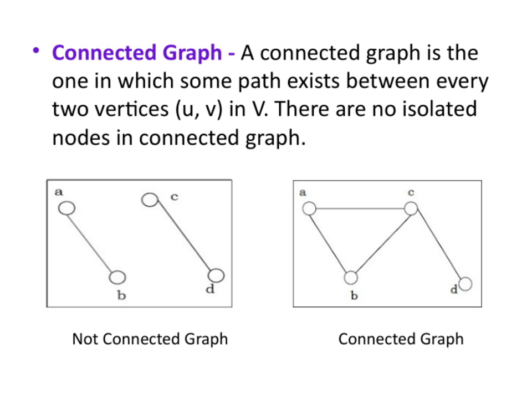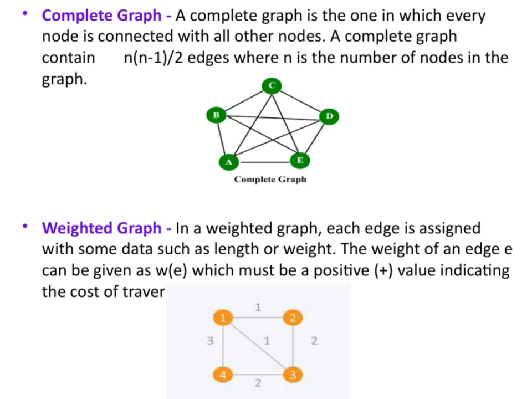Understanding this concept is fundamental because many algorithms rely on the graph being connected to function correctly. So, in essence, connectivity is about ensuring all parts of the graph are accessible, which is crucial for network reliability and communication. Let's take a closer look at some specific types of graphs.